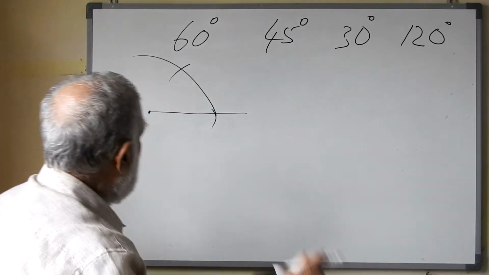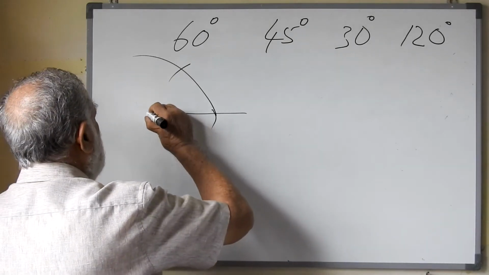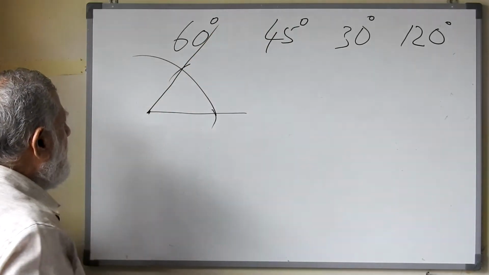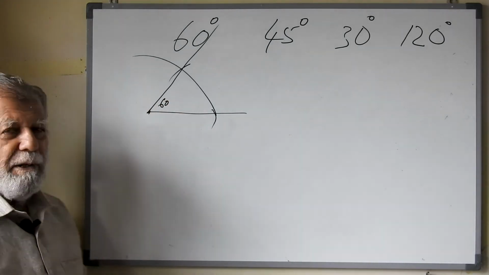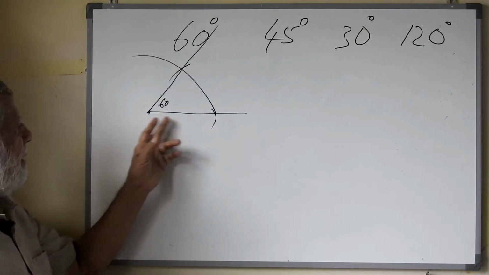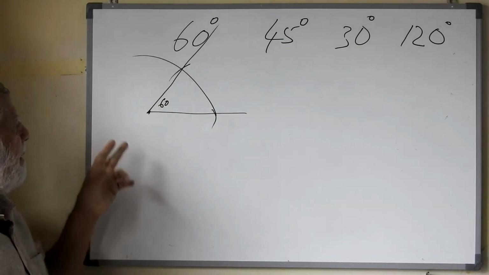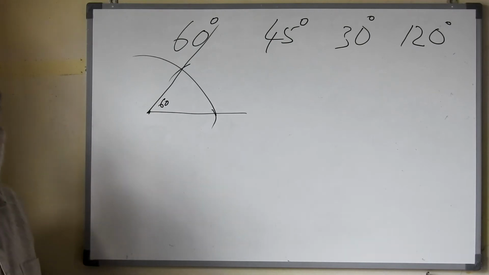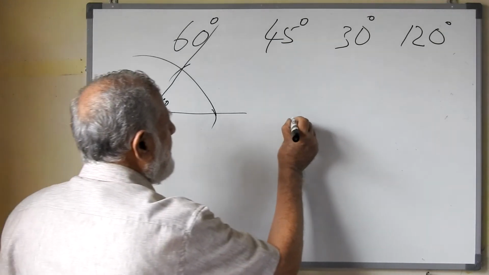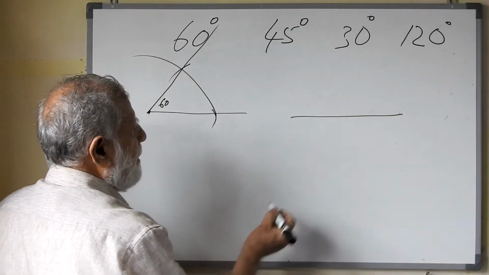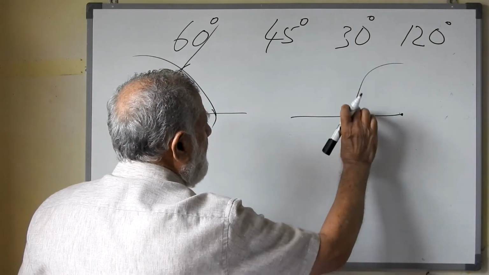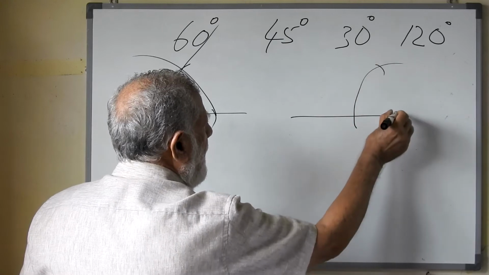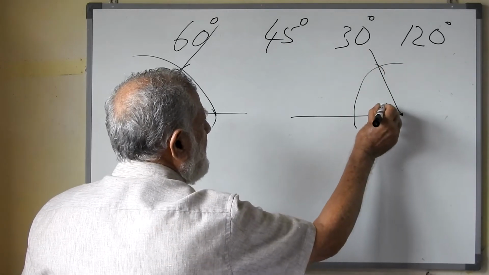Now, if you join this line, you'll notice that this is 60 degrees. That is, actually we have drawn an equilateral triangle. This side is equal to this side, equal to this side. Equilateral triangle, 60. So if you want to draw another 60 degrees on this side, what you do is keep the compass point here and draw an arc like that. And with the same length, you draw another arc like that and join that. So this is 60 degrees.